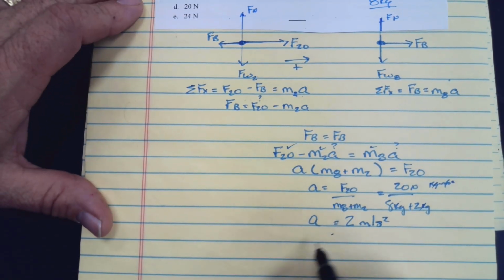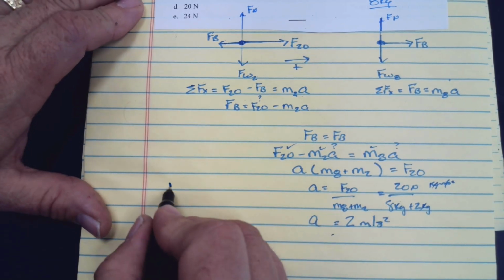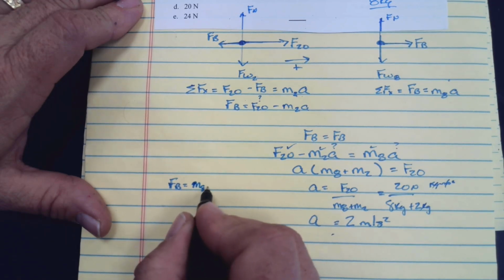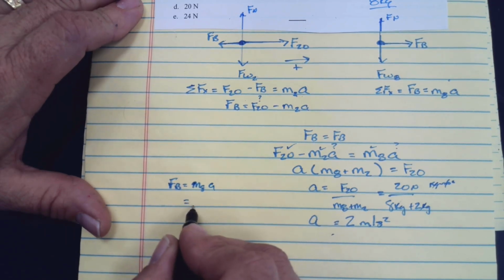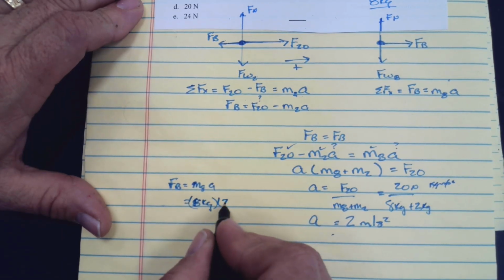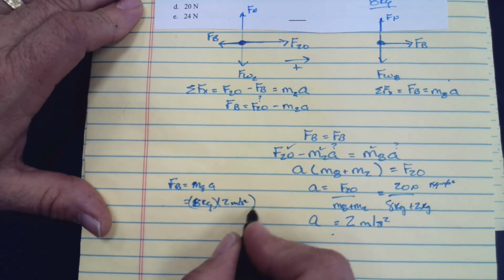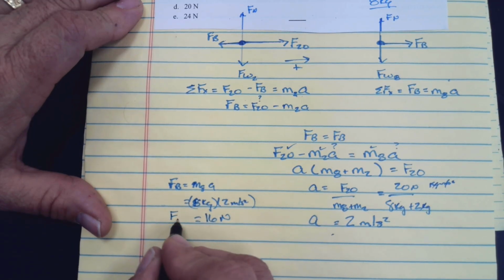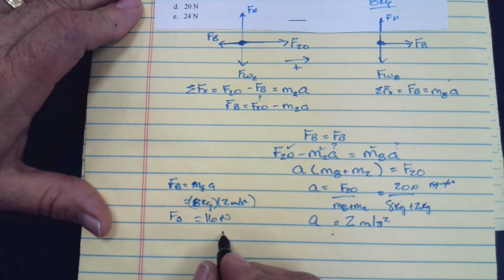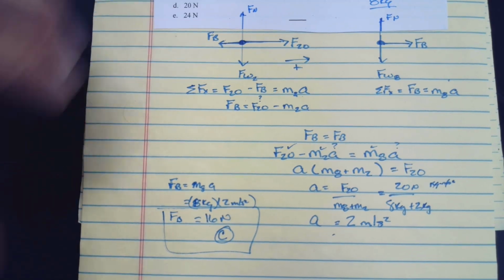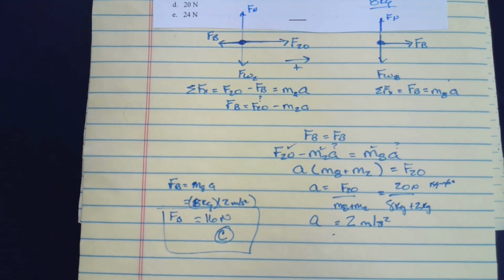And now I can take this value, and it's got to be the mass of the 8 times acceleration. And so that's 8 kilograms times 2 meters per second squared. That is equal to 16 newtons, which is multiple choice answer C. And all my units worked out, so I feel pretty good about what I have.